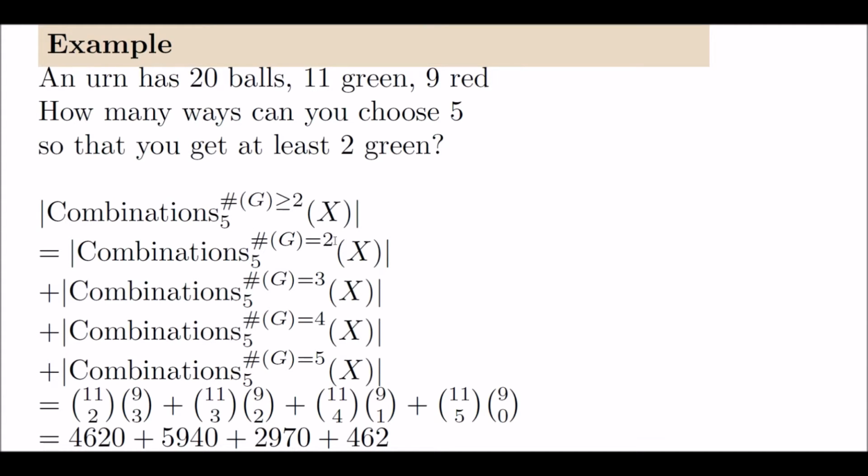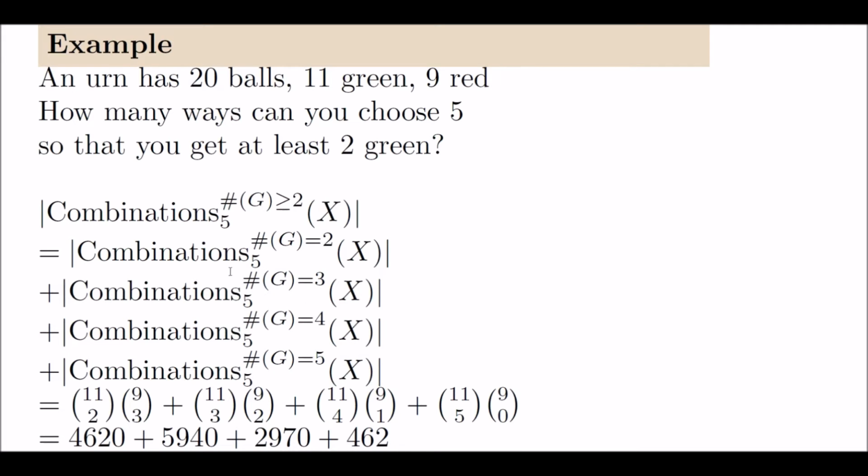That could happen if the number of green balls is exactly 2. That could happen if the number of green balls is exactly 3, or exactly 4, or exactly 5. So if I want to count the number of ways I could end up with at least 2 green balls, I'm going to split that into exactlies. So you could have at least 2 green balls if you have exactly 2, or exactly 3, or exactly 4, or exactly 5.